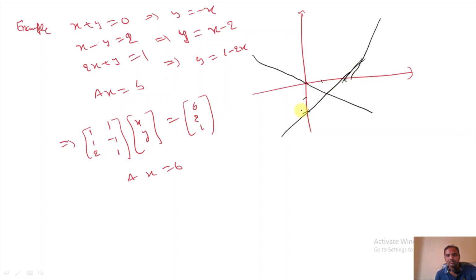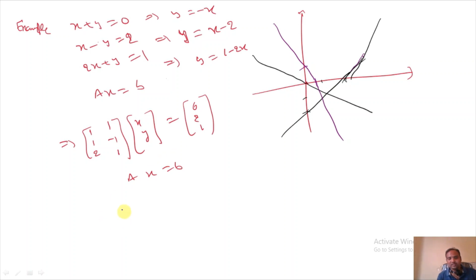Now see another line, y equals 1 minus 2x. When x is 0, y is 1. When y is 0, x equals 1 by 2. When x is 1, y is minus 1. Like this we will get the line. Now observe here, these three lines are not intersecting at one point. That means the system has no solution.